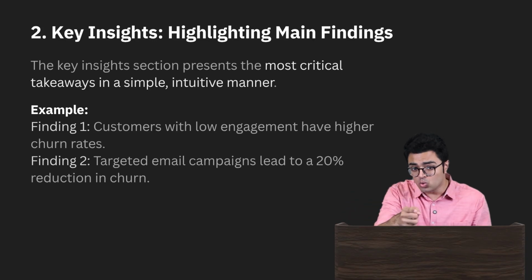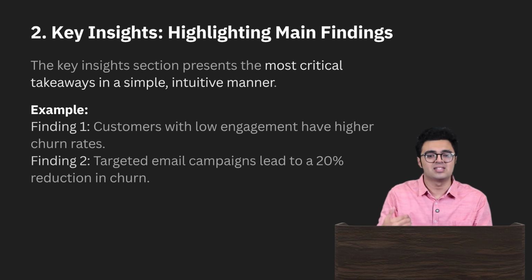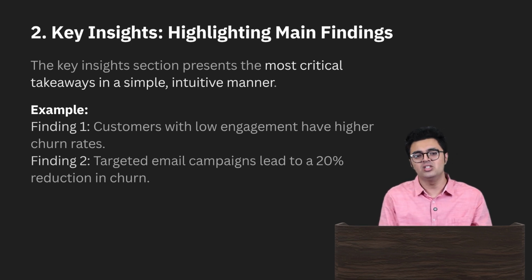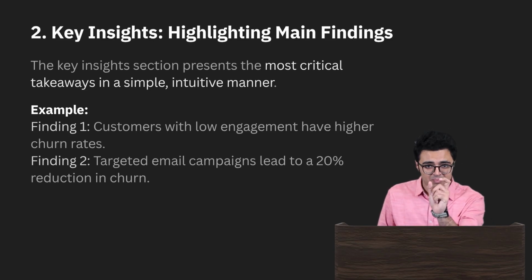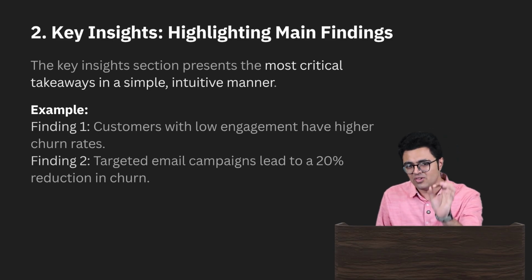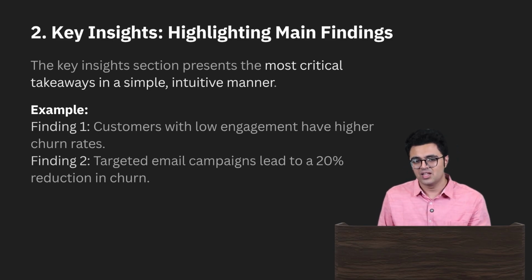Now, what to do with this insight is that targeted email campaigns lead to a 20% reduction in churn. So in case they have low engagement, the solution lies in targeted email campaigns. And there is a measurable reduction in there. 20% is a specific, precise measurement that you can quantify for the results that you are supposed to expect.